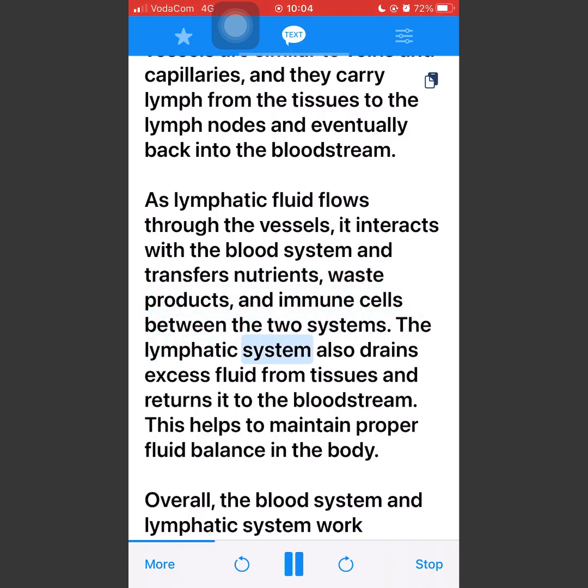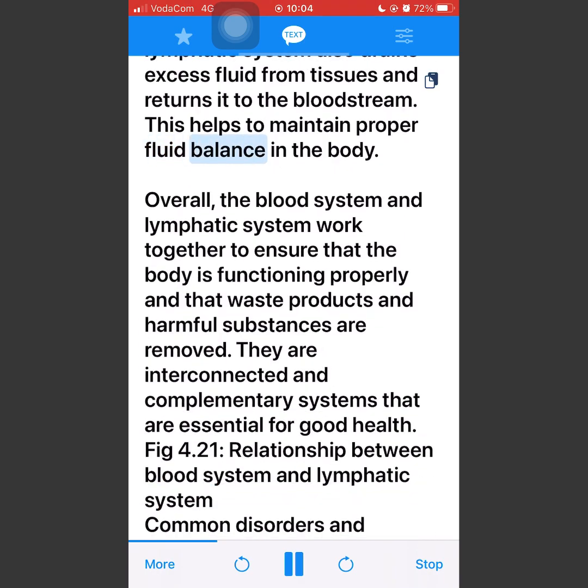The lymphatic system also drains excess fluid from tissues and returns it to the bloodstream. This helps to maintain proper fluid balance in the body. Overall, the blood system and lymphatic system work together to ensure that the body is functioning properly and that waste products and harmful substances are removed. They are interconnected and complementary systems that are essential for good health.